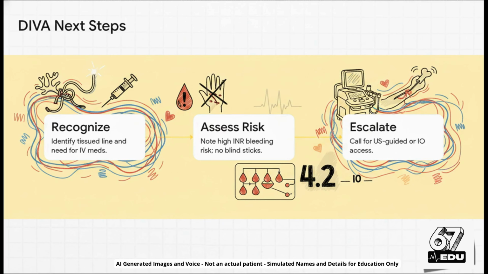So, as junior nurses, how do you handle this? Let's walk through it together. Step 1 is pure recognition. You see the tissued line, and you know she needs meds instantly. Step 2 is where your situational awareness kicks in. You have to remember that 4.2 INR. You absolutely cannot try blind IV sticks right now. You'll just cause massive bruising. Which means step 3 is rapid escalation. You don't try to be a hero with a needle. You immediately escalate for ultrasound-guided access or even an IO, intraosseous access. You get the right tools right now.